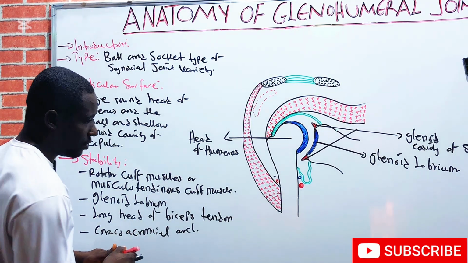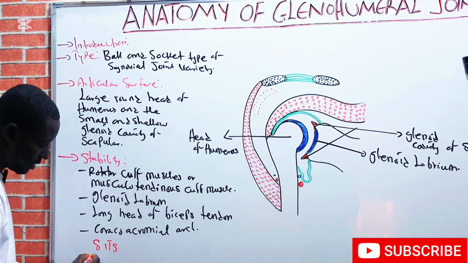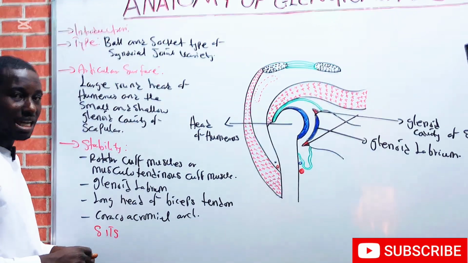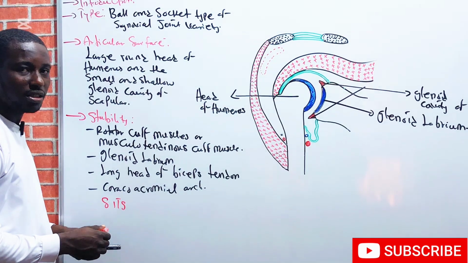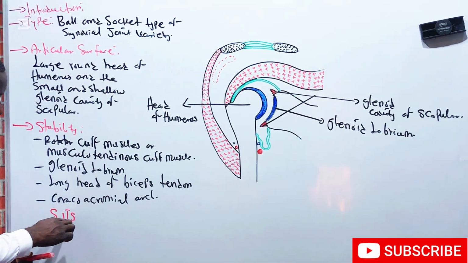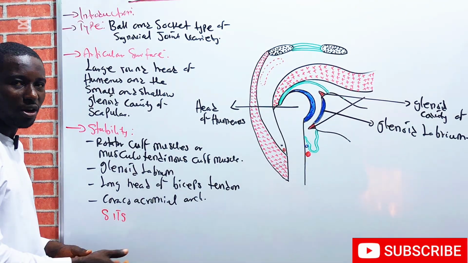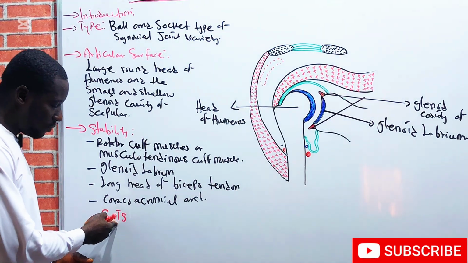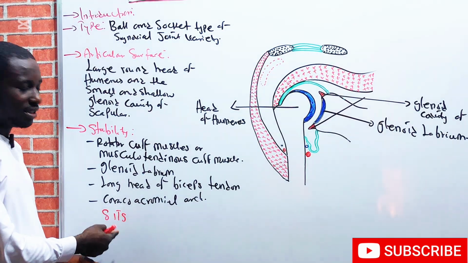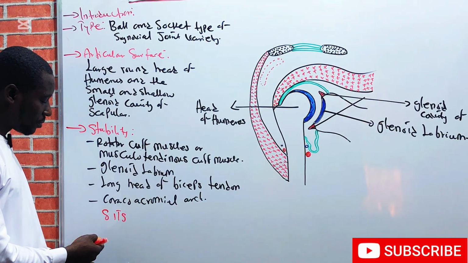SITS muscle. S is subscapularis. I is infraspinatus. T is teres minor. And S is supraspinatus. It goes whichever way: either the supraspinatus, the infraspinatus, the teres minor, and the subscapularis. This is just a mnemonic to remember the rotator cuff muscles.